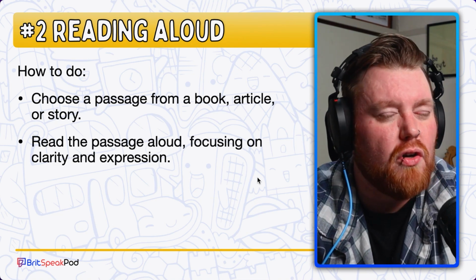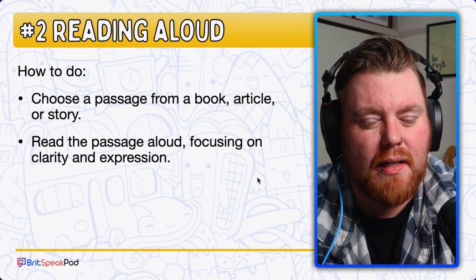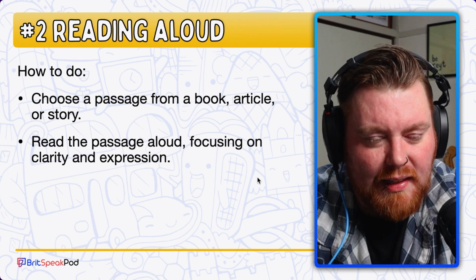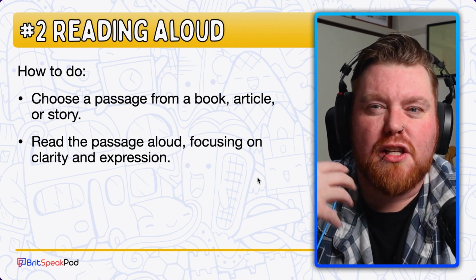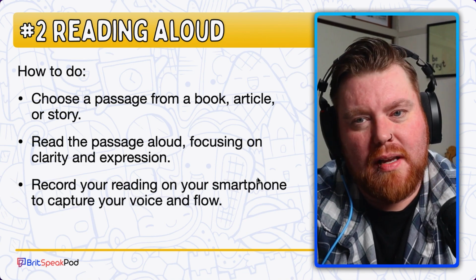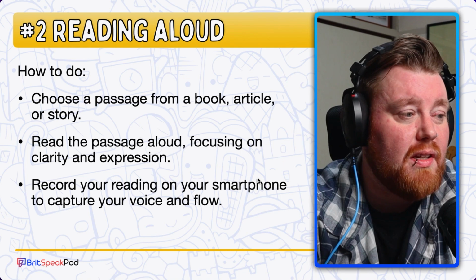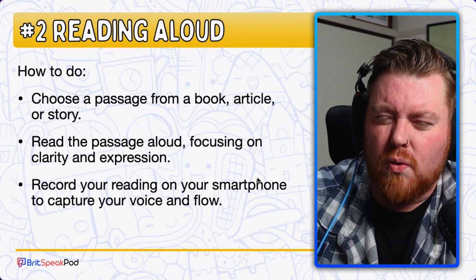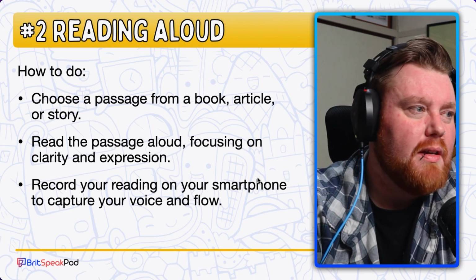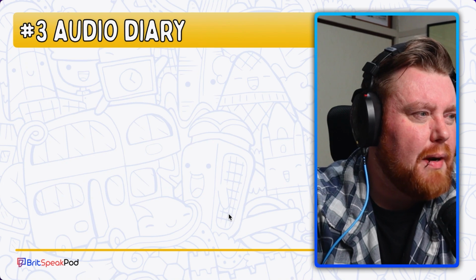And I want you to focus on clarity, making sure that you are clearly speaking. You're not mumbling. You're not saying um between every word. You're clear and you are expressing the words correctly, yeah? And then, as we mentioned earlier, record yourself on your smartphone so then you can listen back to it and see how it flows. Does it sound robotic? And make sure that you're doing a good job. So that's reading aloud. Once again, very, very useful bit of speaking practice.